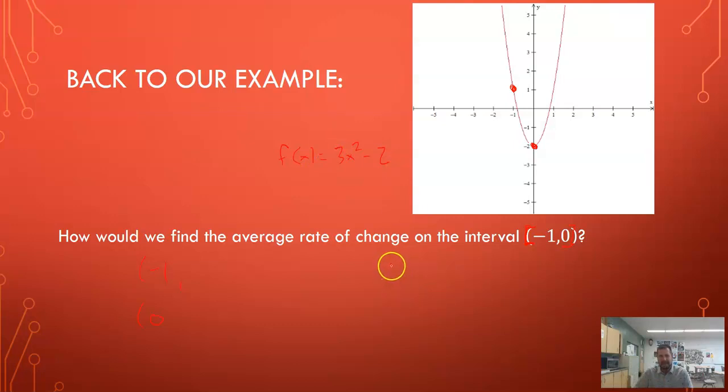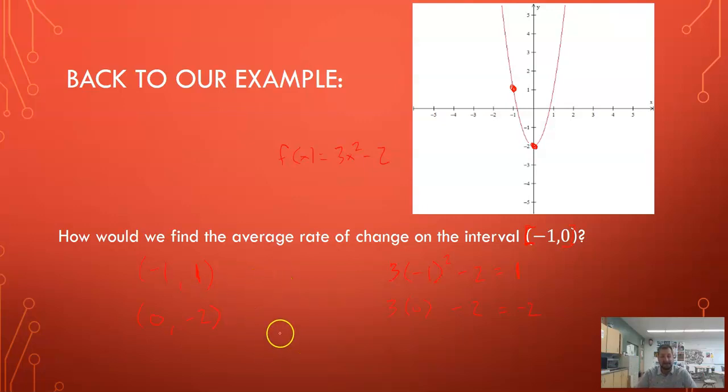So in this case, to find the y value, just like we did before, I would take my -1 and plug that in for x, so I get 3 times -1 squared minus 2 gives me a positive 1. So I know the point -1, positive 1 is on this function. If I were to take 0 and do the same thing, I would get -2 as my y value.